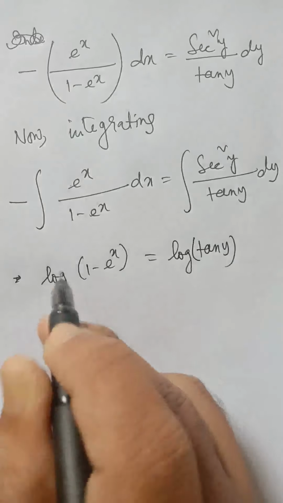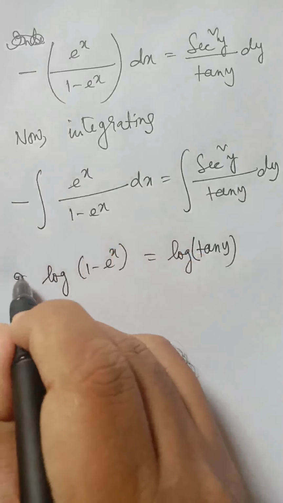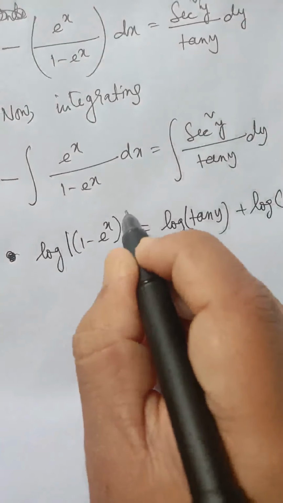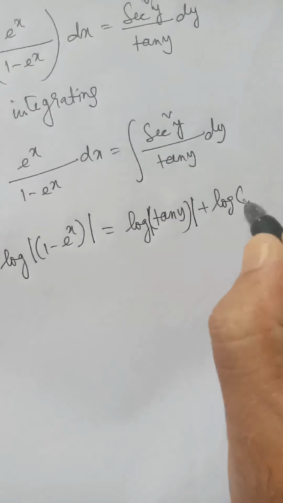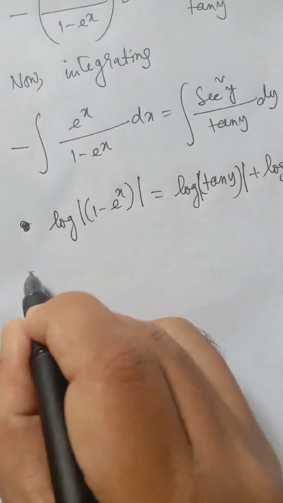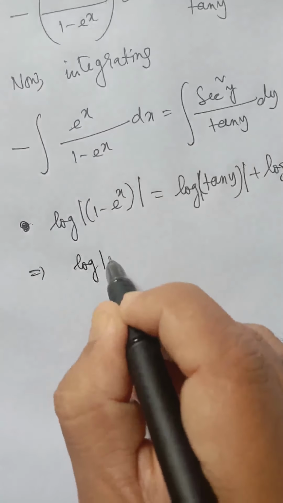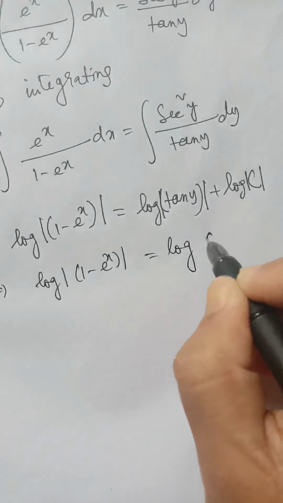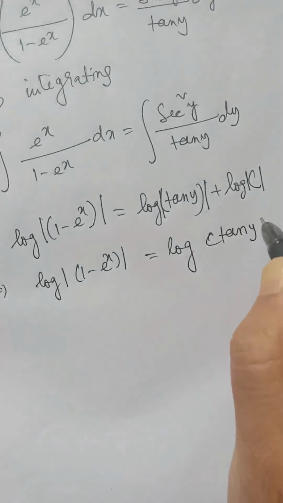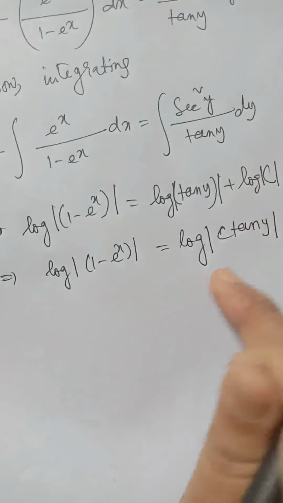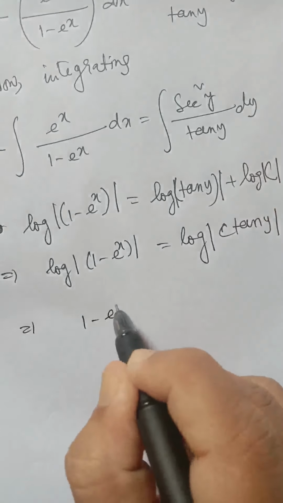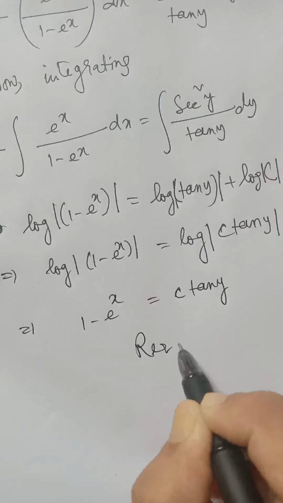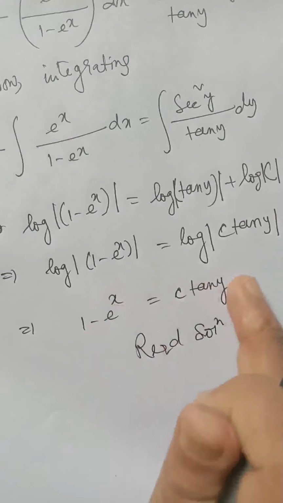And now as you can see both the terms contain log, I will write the constant as log of c. You can put modulus sign. So log of 1 minus e to the power x equal to log of c into tan y. Log of m plus log of n is log of mn, and comparing, we will get 1 minus e to the power x equal to c tan y. This is the required solution. This is the relation between, you can see, variables and constant. So this is the solution.